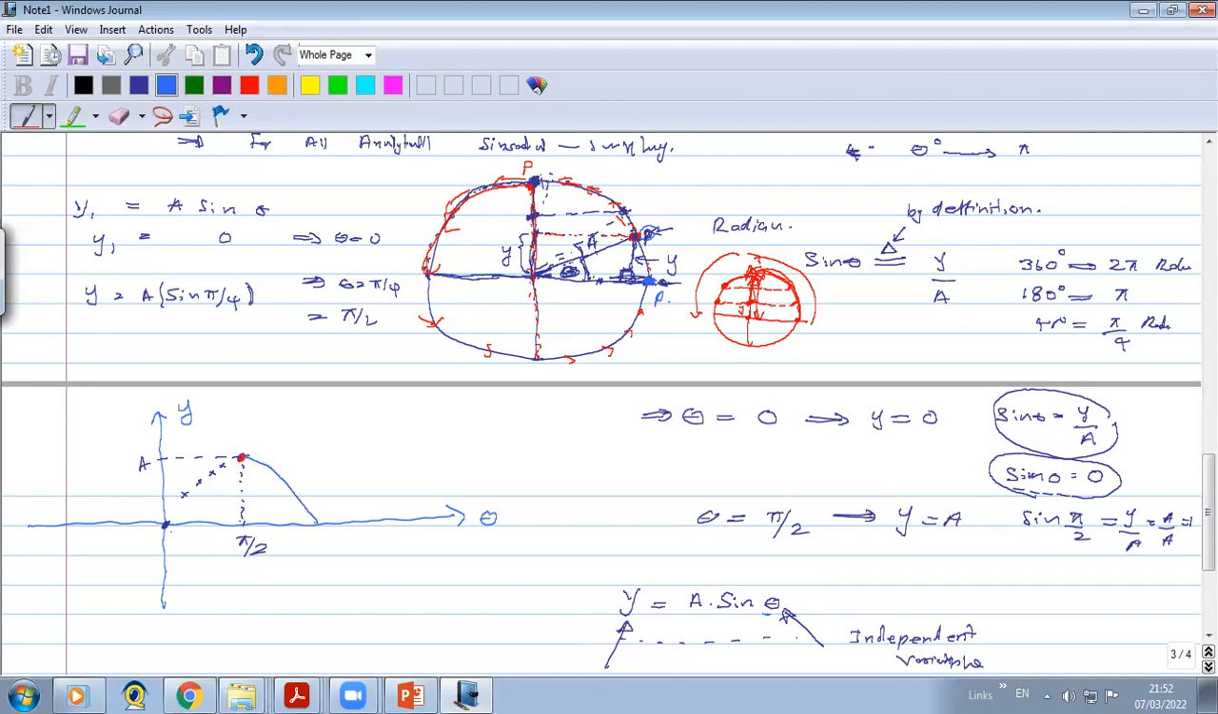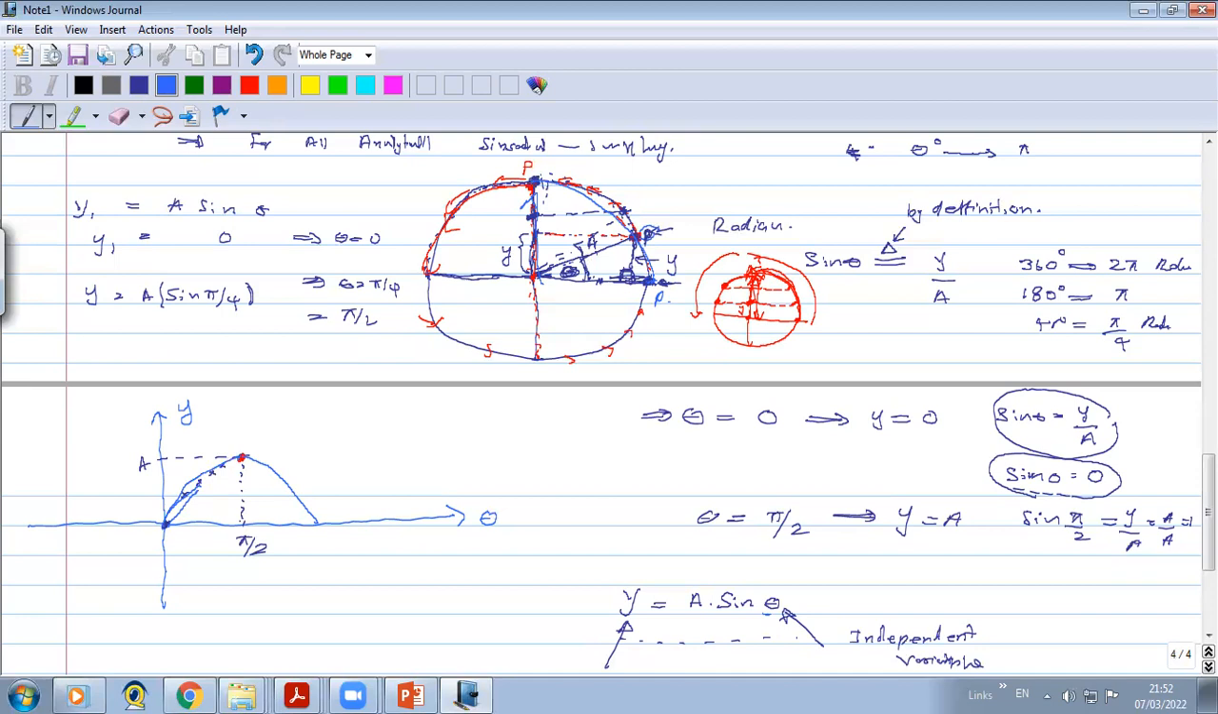Now at first, from here to here, that is a quarter of the circle. When the point goes from here to here, y increases. Right? So y is increasing.